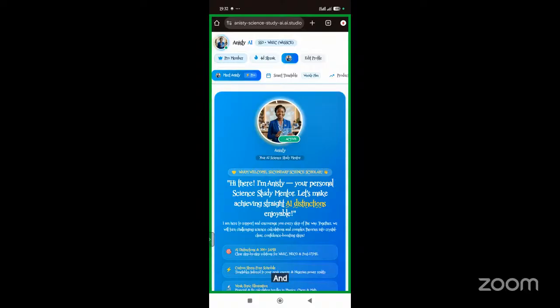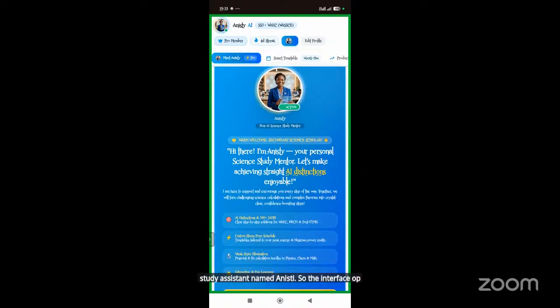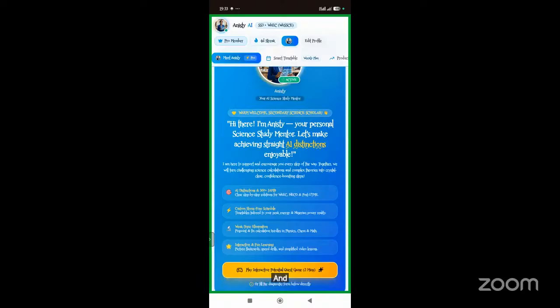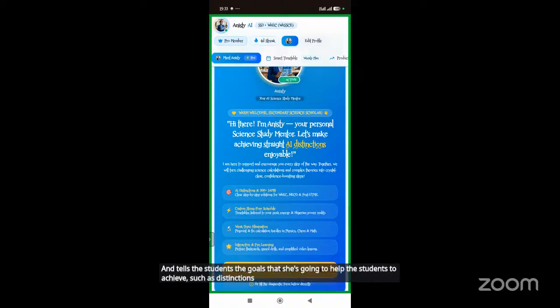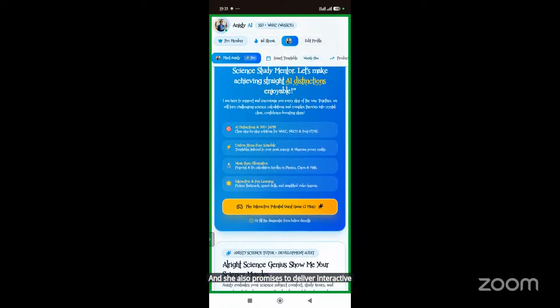As you can see on the screen, we tried to make it as real as having a real-life study assistant named Anisti. The interface opens with a brief introduction, in which she introduces herself. We adopted the persona of a female teacher or study assistant. She tells the students the goals that she's going to help them achieve, such as distinctions in subjects and also in JAM, a stress-free schedule of studying, and elimination of weakness. She also promises to deliver interactive and fun learning.